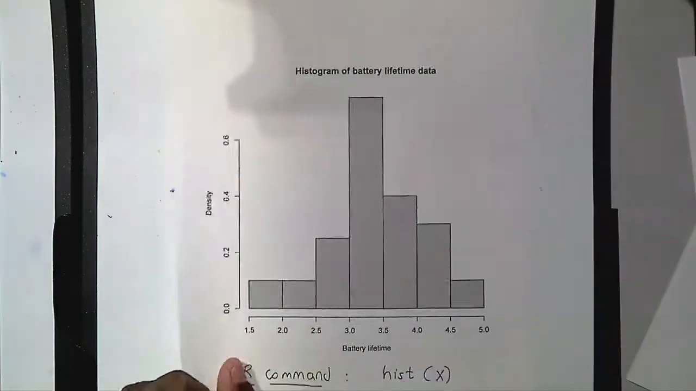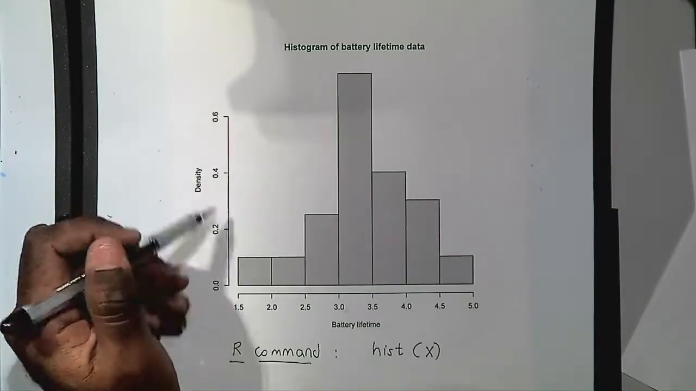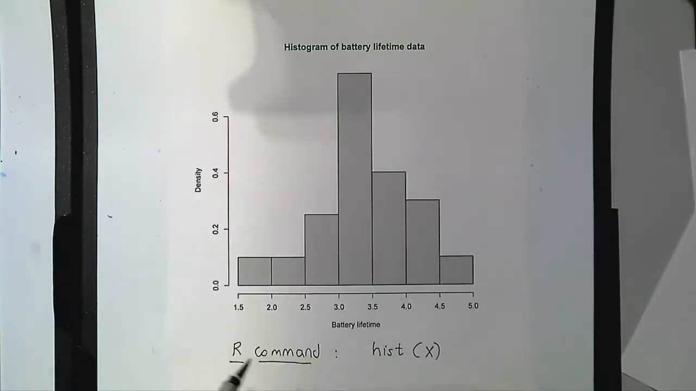And then I talked about histogram. This is a histogram. It gives you a graphical summary of the distribution of the data. So here the data is on the lifetime of battery. So it shows that the density of the lifetime has this shape, right? And this is the command in R for producing it.